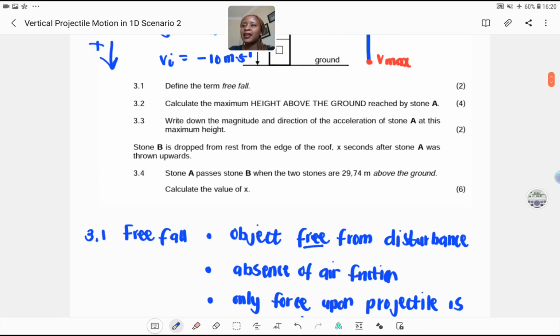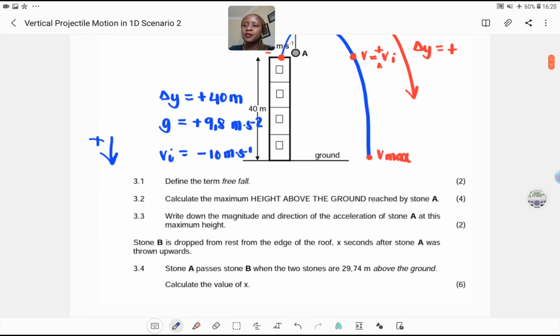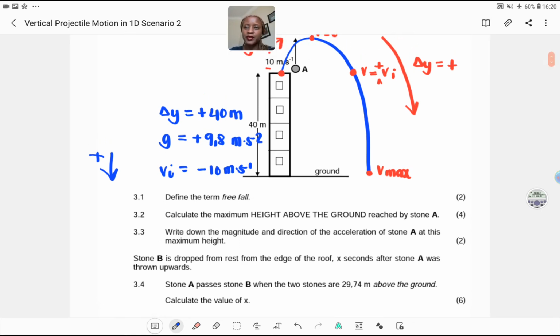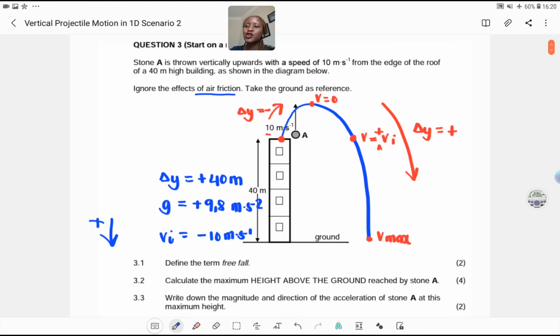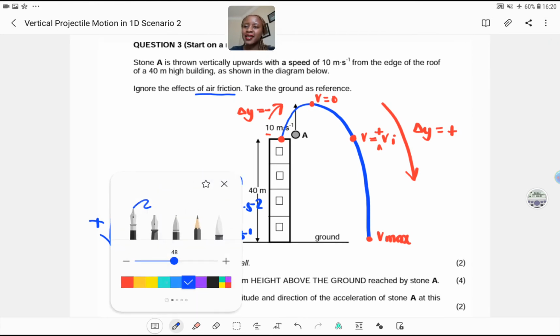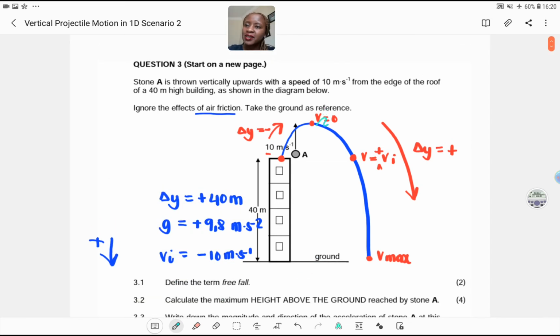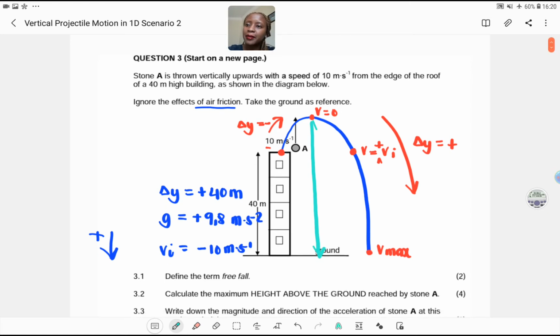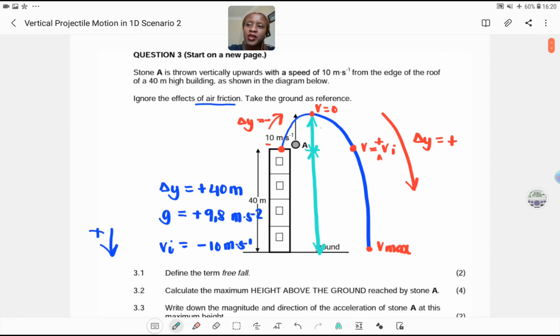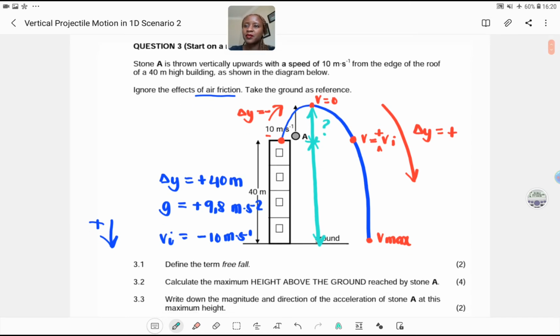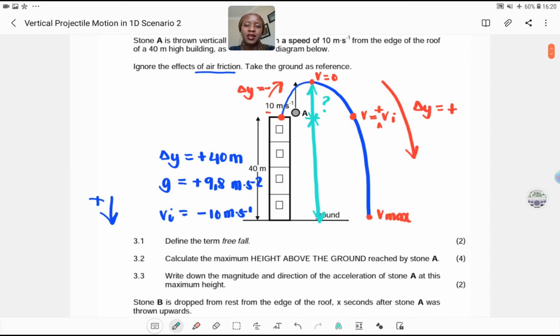Now in 3.2, they're saying calculate the maximum height above the ground reached by the stone. Your maximum height in this case is this whole height here. You have your 40 that you know, but then we need to calculate what that height is. To do that, we're going to use our equations of motion. I'm just going to pause, write them down quickly, and then we'll continue with the question.